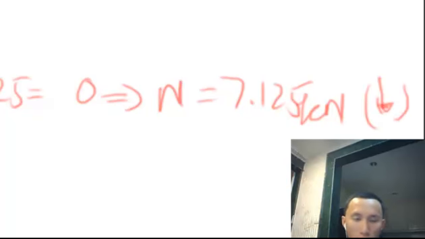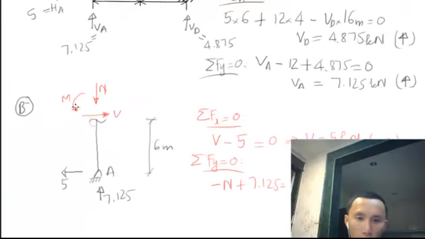Okay, now last one, moment, right? I will take sigma moment. Where about? I will take here, because if I take moment here, this will be cancelled out, this will be cancelled out. So we're left with this one and this one, right? So I'll take sigma M at the cut equal to 0.